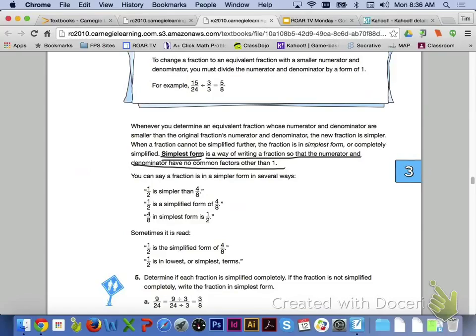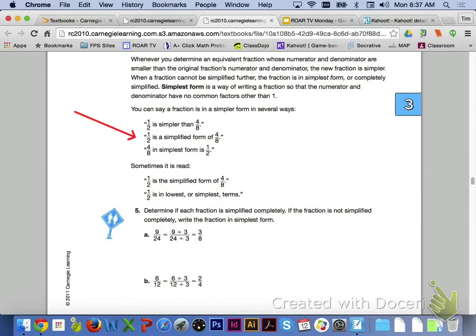Whenever you determine an equivalent fraction whose numerator and denominator are smaller than the original fraction's numerator and denominator, the new fraction is simpler. When a fraction cannot be simplified further, the fraction is in simplest form or completely simplified. Simplest form is a way of writing a fraction so that the numerator and denominator have no common factors other than 1.